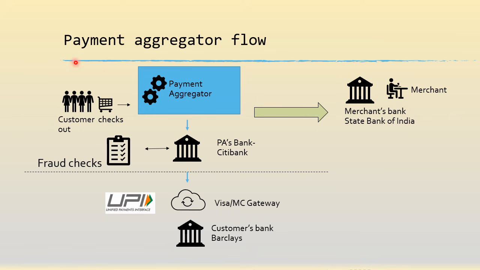So there are three banks involved in this complete flow. One is the payment aggregator's bank, where the credit happens, the customer's bank, where the debit happens, and of course the merchant's bank. Now it can happen that the payment aggregator's bank and the merchant's bank are one and the same, but still the process flow remains the same.